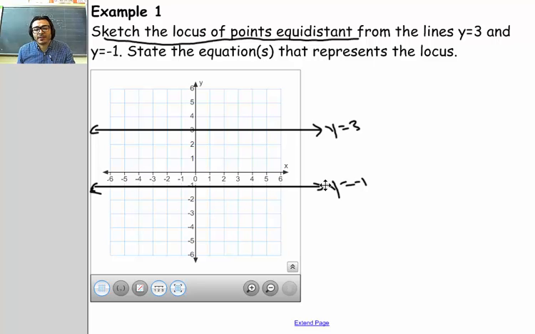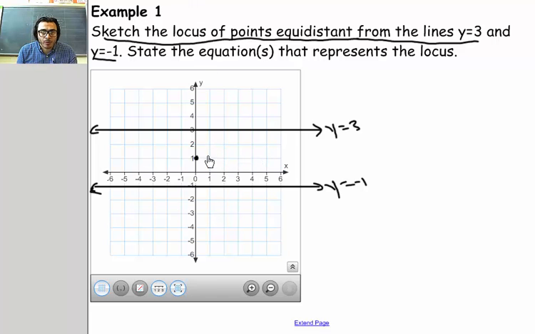So one of the things I've been saying in class is that if you forget any of these theorems, begin by plotting one point that satisfies the locus condition. So in this case, the locus condition is equidistant from the lines y equals 3 and y equals -1. So let's plot one point that's equidistant from these two lines. So that would be one point in the middle, anywhere in the middle, right? So I'll start there. After you plot one point, plot another point somewhere else that satisfies the condition.